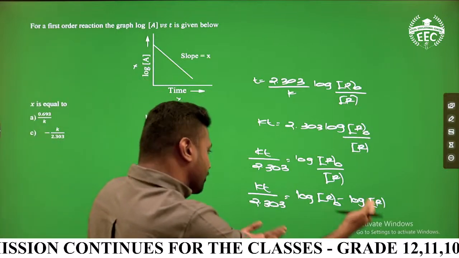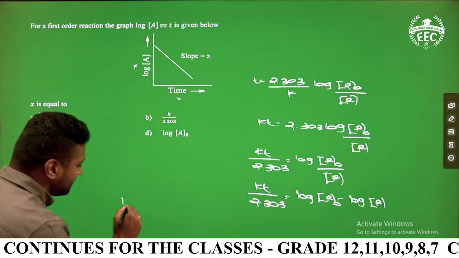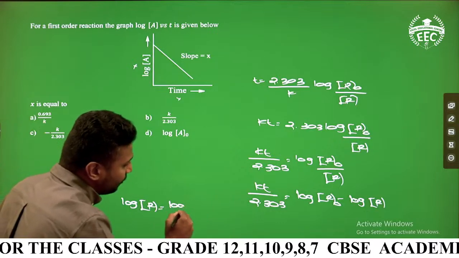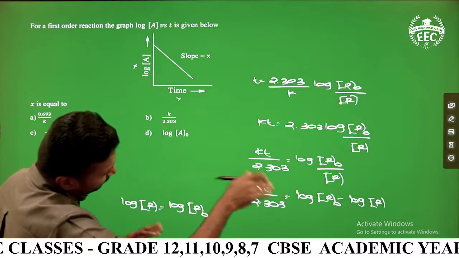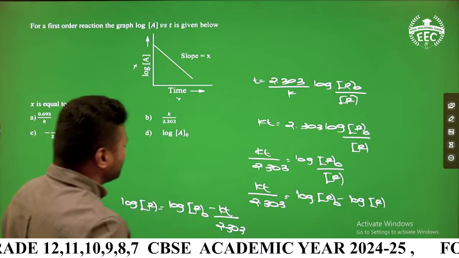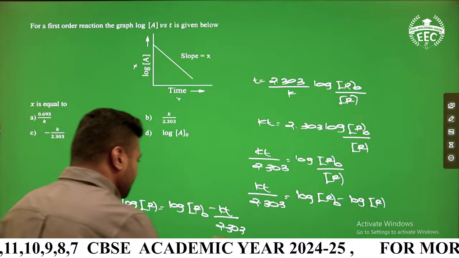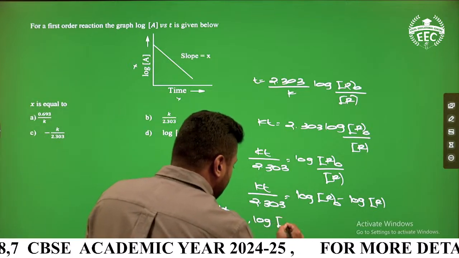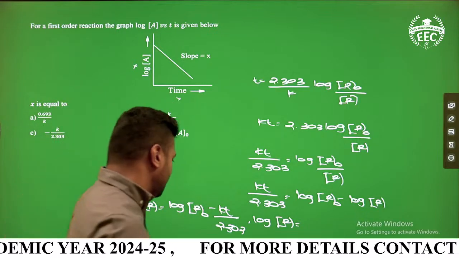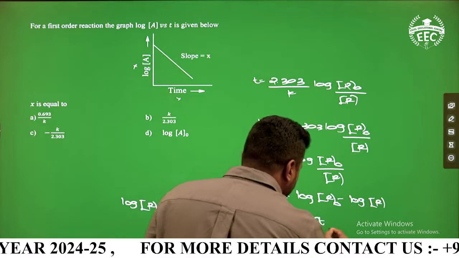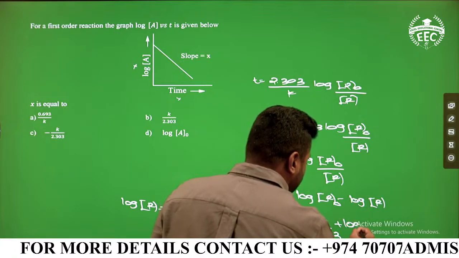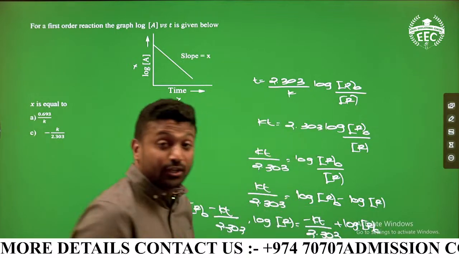So I'll keep log R over this side. You will get log R is equal to, on moving that side, log R0 minus KT divided by 2.303. Just rearrange to get the form of y is equal to mx plus c. Getting log R is equal to minus KT divided by 2.303 plus log R0. Now it is exactly of the pattern y is equal to mx plus c.